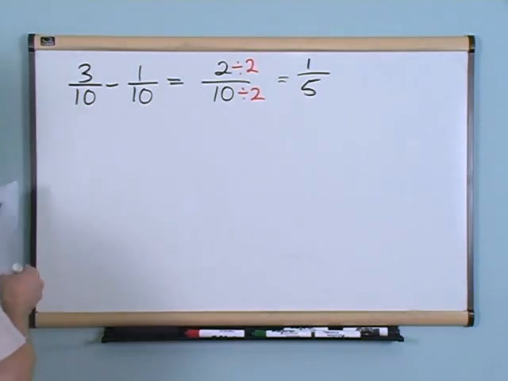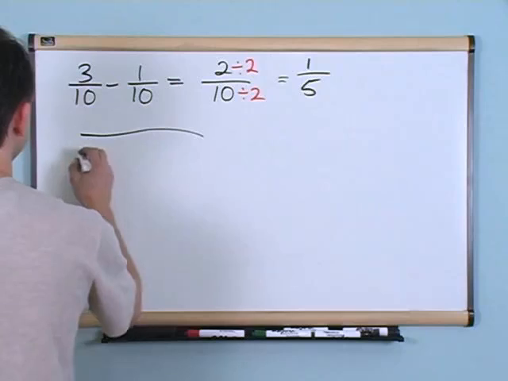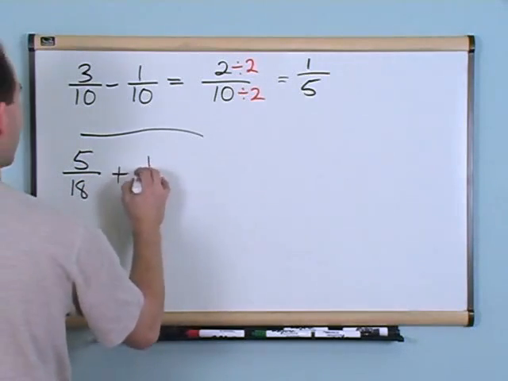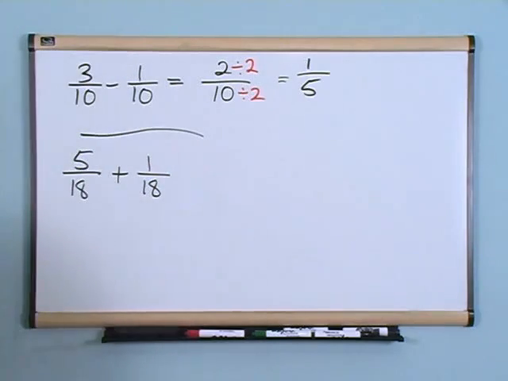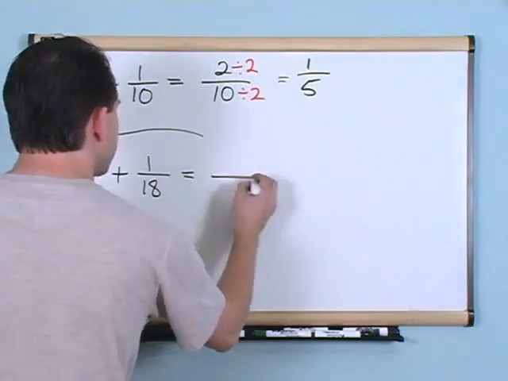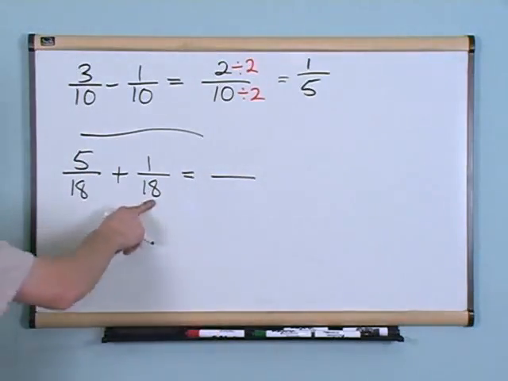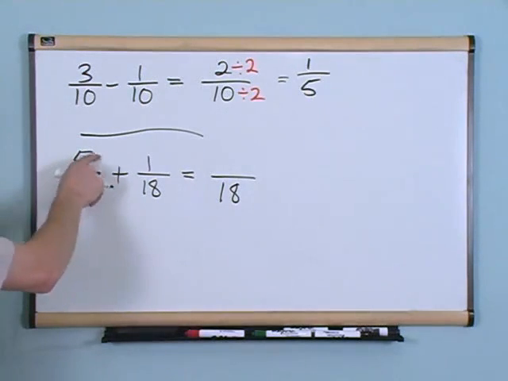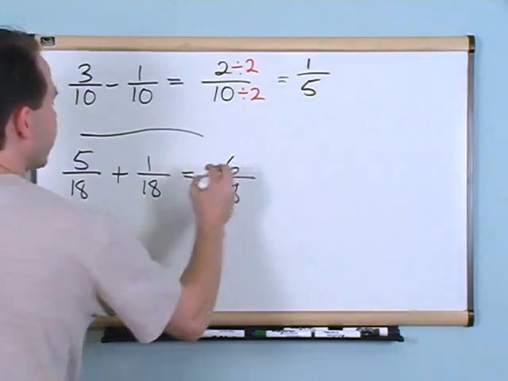1/5 is a lot simpler than 2/10, and that's as low as I can go, so that's going to be it. And the last problem in this section is going to be 5/18 plus 1/18. Okay? First thing, you just look and see, is the bottom number the same? Yes, it is. So keep it. Don't do anything. And the top number, you just add together. 5 plus 1 gives you 6.